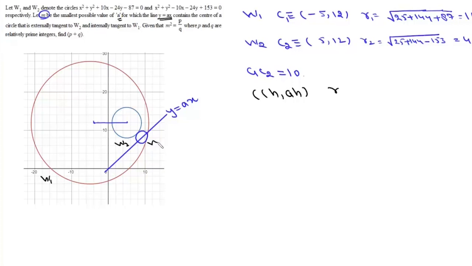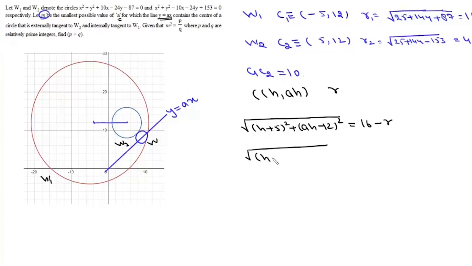Now W1 and W, they touch each other internally. That means distance between the centers, which is under root of H plus 5 whole square plus AH minus 12 whole square, will be equal to R1 minus R2. So it will be 16 minus R. Now W2 and W, they are external tangent. That means C1, C2 equals R1 plus R2. Now in this case, it will be under root of H minus 5 whole square plus AH minus 12 whole square, and they'll be equal to 4 plus R.